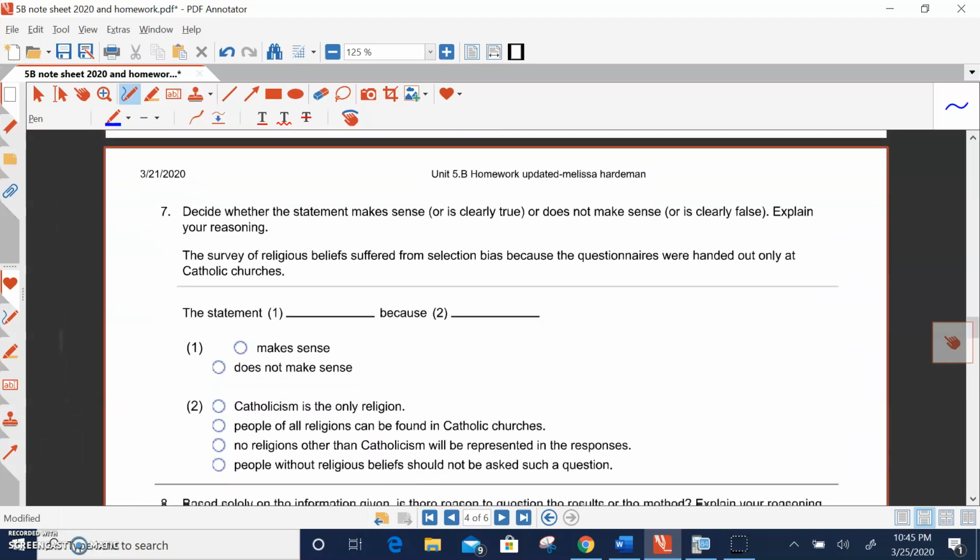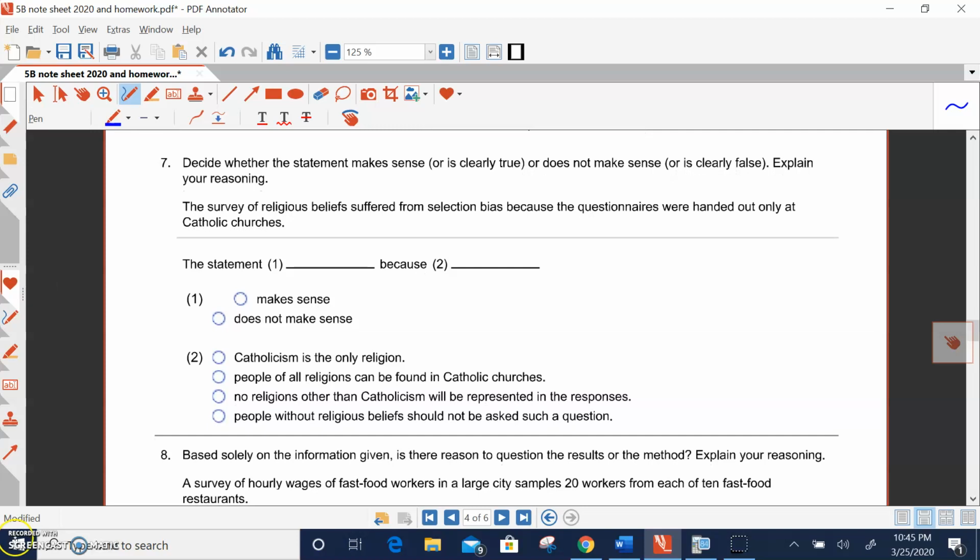All right, here's number 7. Pause it, work on it. Does the statement make sense, or is it clearly false? Let's explain the reasoning. The survey of religious beliefs suffered from selection bias because the questionnaires were handed out only at Catholic churches. This statement makes sense. If I am interested in religious beliefs, I need to survey more than just one religion. So it makes sense that there's bias, and it's because no religions other than Catholicism will be represented in the responses.